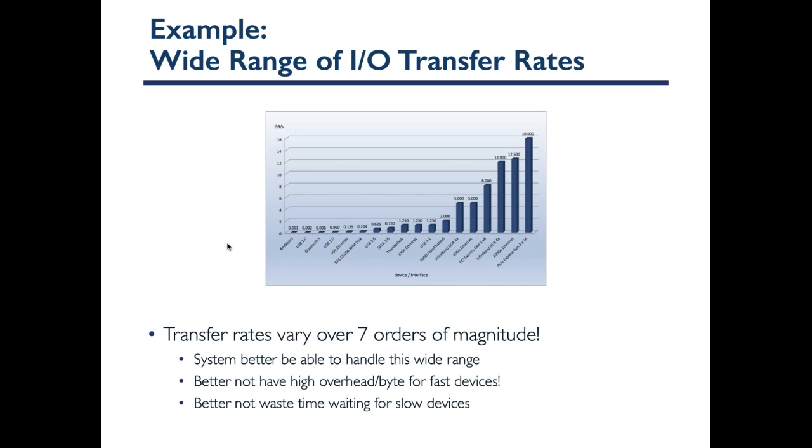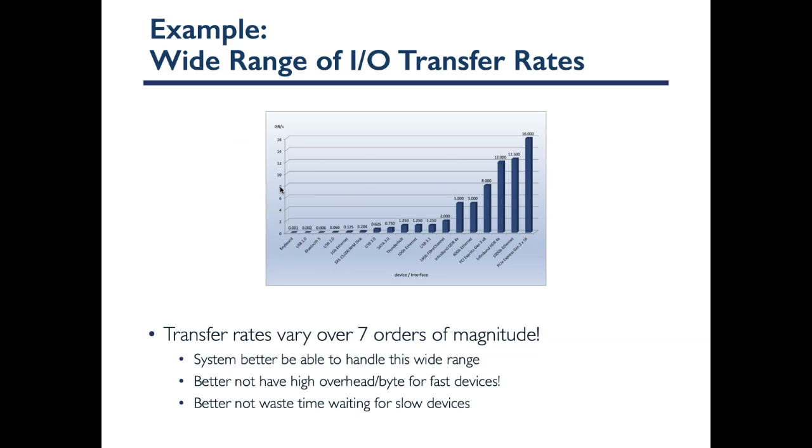So as an example, just to show you something about the last point that I made, here in this graph you have different devices on the x-axis. So this is a bar chart. On the y-axis, I have gigabytes per second. So you can just look at this graph and notice that you have basically orders of magnitude difference in the speed of different devices.